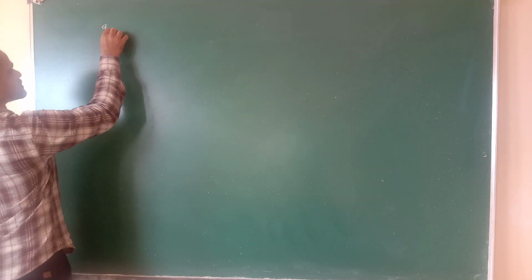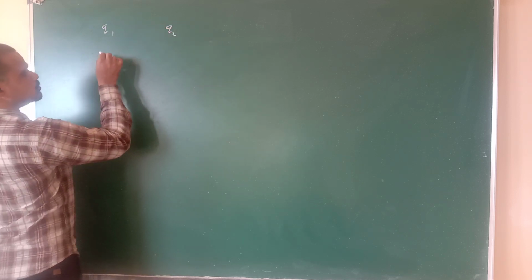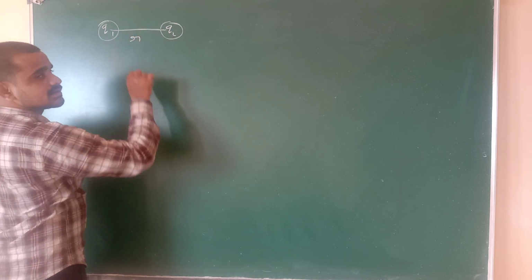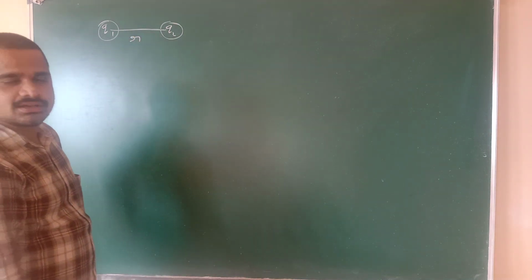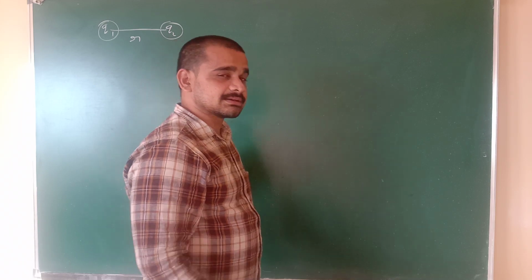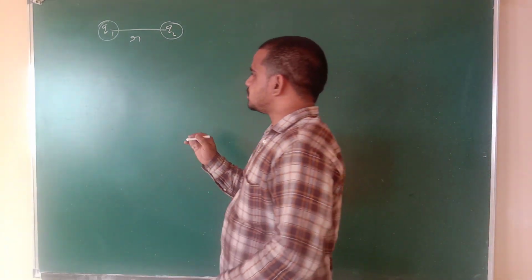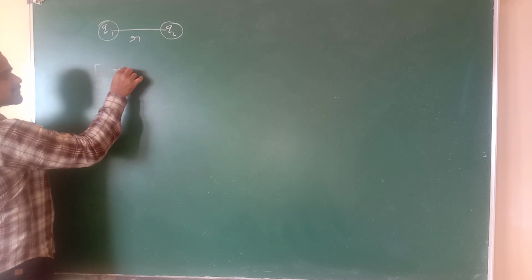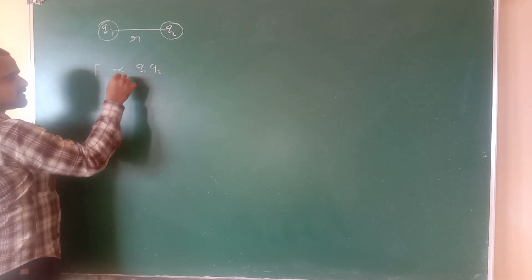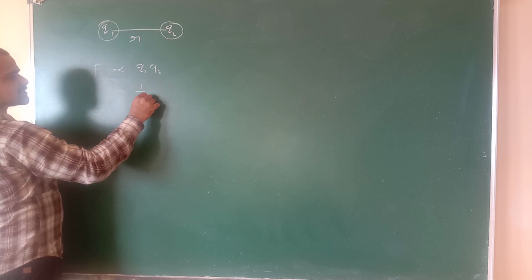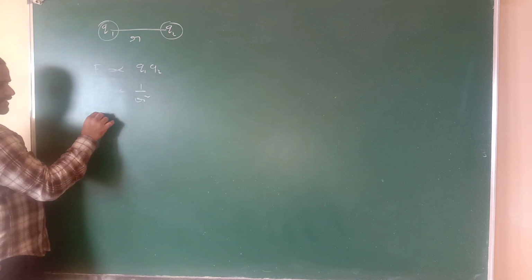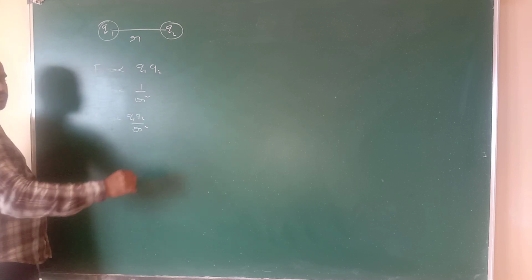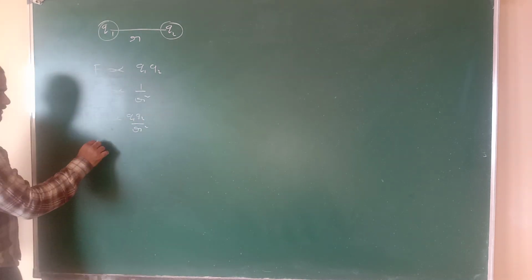If two charges Q1, Q2 are separated by some distance, the force between these two charges will be directly proportional to the product of their charges and inversely proportional to the square of the distance between them. Means we can write the force is directly proportional to Q1 Q2 by R square.